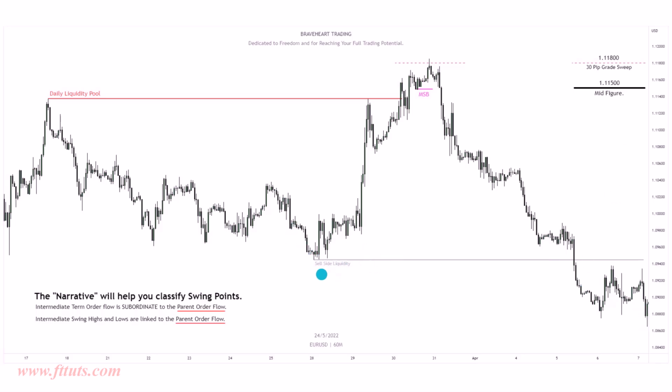Because this was a liquidity pool on the daily chart. Alright? So that is a higher time frame level. But since it's opposing the parent order flow here, source, we're expecting it to break. Okay? But if this daily level did see some sort of market structure break, then that would give us more information, wouldn't it?